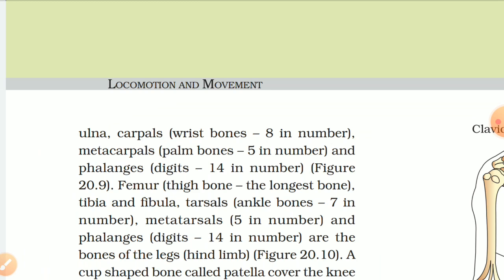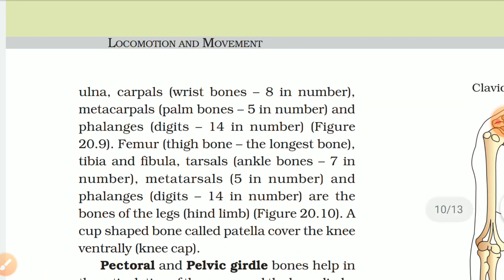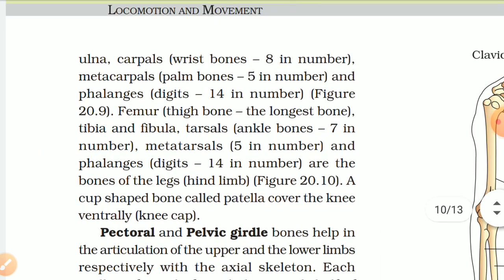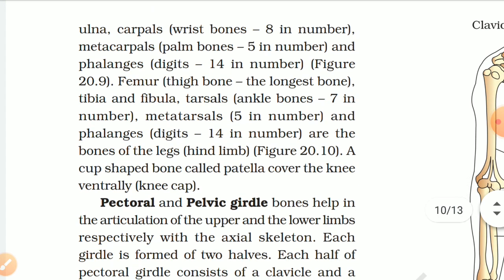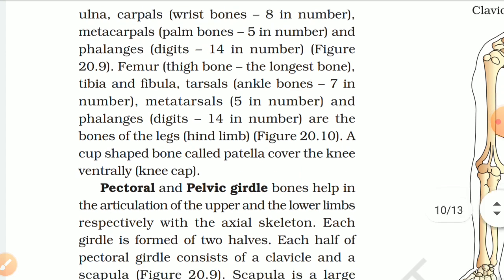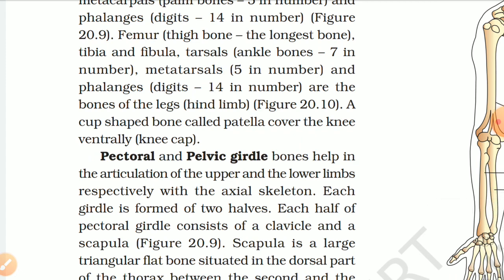Figure 20.9. Femur, the thigh bone, is the longest bone, along with tibia and fibula. Tarsals (ankle bones) 7 in number, metatarsals 5 in number, and phalanges (digits) 14 in number are the bones of the hind limb. Figure 20.10. A cup-shaped bone called patella covers the knee ventrally, the kneecap. Pectoral and pelvic girdle bones help in the articulation of the upper and the lower limb respectively with the axial skeleton.